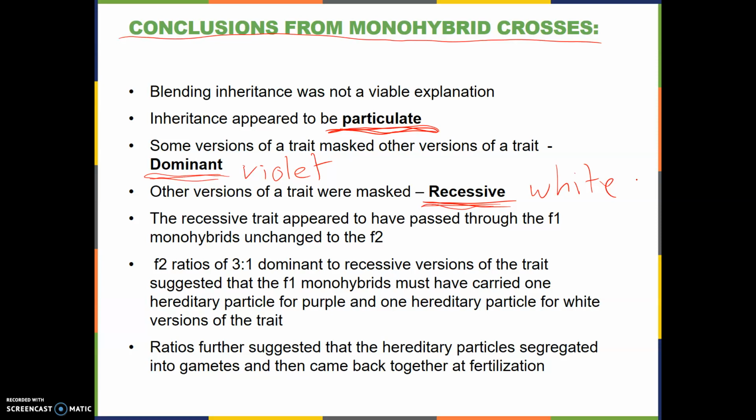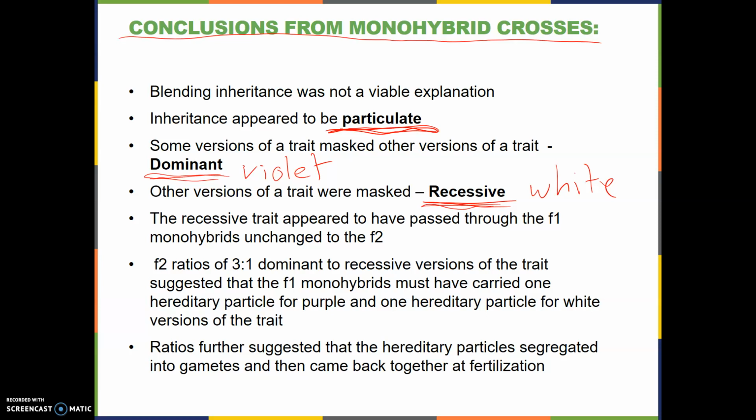The recessive trait appeared to have passed through the F1 monohybrids unchanged to the F2. So the blending didn't really work, because the recessive trait comes up again in the F2 generation. It kind of skips a generation. We can think of examples in humans where a trait, maybe from someone's grandparents, skips a generation, and then the grandchildren have the trait. So maybe the children didn't have the trait, but it comes back in the grandchildren.